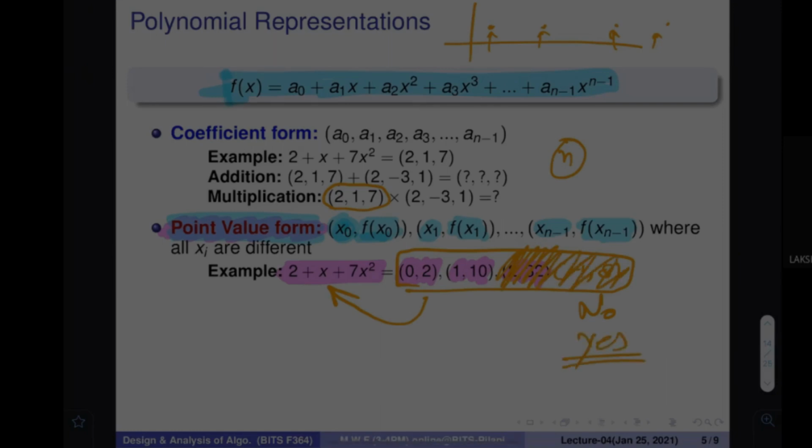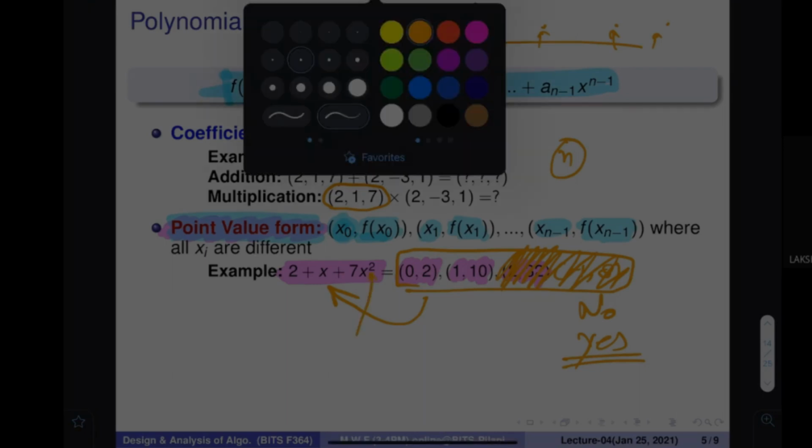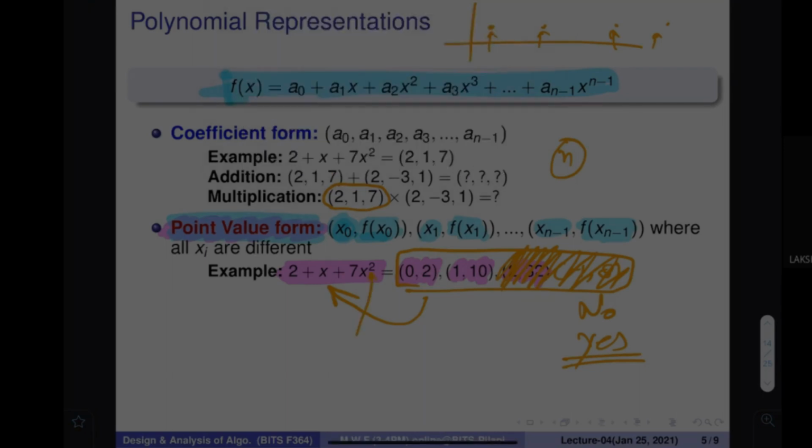So you have to find the highest degree term, and you take one more than that to represent the polynomial, because one is for the constant and for every other power you take one sample. So it is the highest degree plus 1. If the degree is 2, then 2 plus 1 samples are needed. Any question on that?